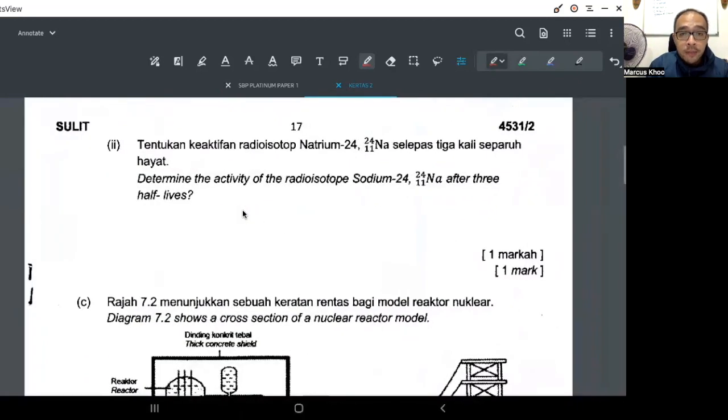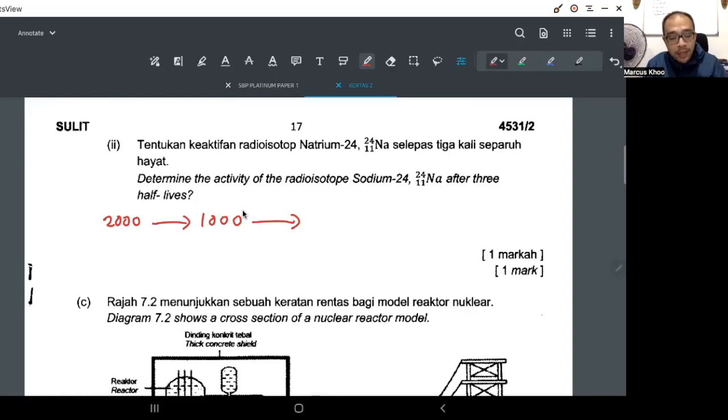Okay, determine the activity after 3 half-lives. So we can start with the original one, 2000. After 1 half-life it is 1000. Second half-life, 1000 divided by 2. It is not an arithmetic progression. It is a geometric progression. Just always divide by 2, divide by 2.